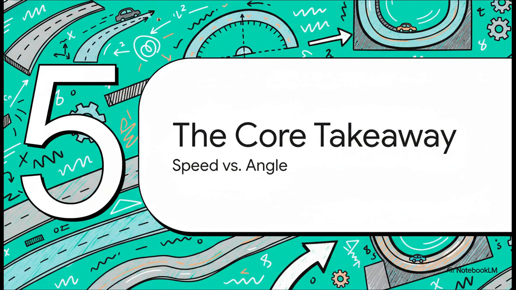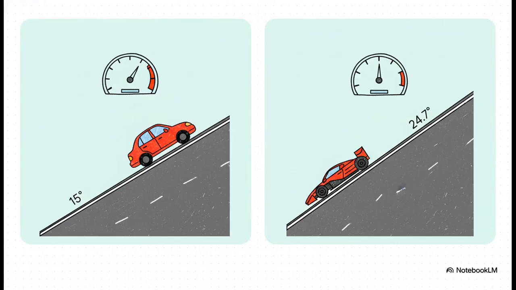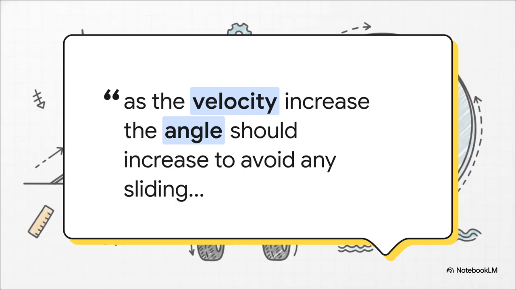So we've just looked at two really different situations, but we used the exact same physics to solve them. So what's the big picture here? What's the main idea we should be taking away from all this? When you put them side by side like this, it becomes crystal clear. On the left, our highway ramp, a 15-degree angle works perfectly for about 23 meters per second. On the right, our racetrack. To handle that higher speed of 30 meters per second, the angle had to jump up to almost 25 degrees. The connection is right there. This really drives home the fundamental rule here. The core idea is that as a car's speed goes up, the angle of the bank has to go up too, just to keep things stable. It's a direct relationship, and it's one that engineers have to get exactly right.